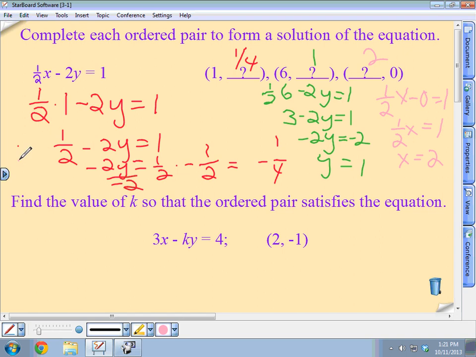Take your time. When you're finished, if you look up, you should check your answers, and you should have the y values. The coordinate's 6, 1, and the coordinate's 2, 0. Okay. Any questions on that?